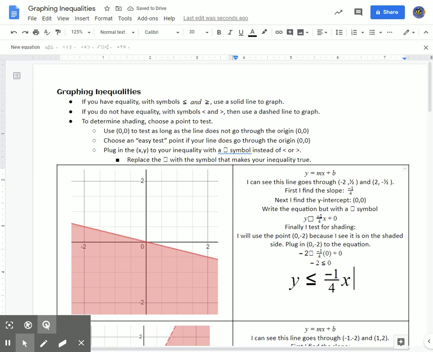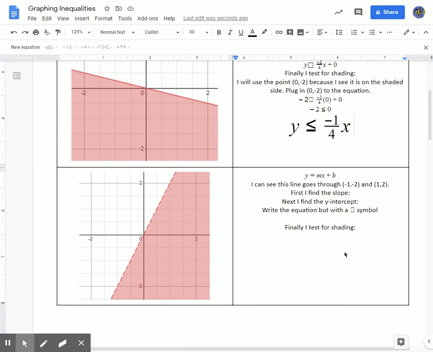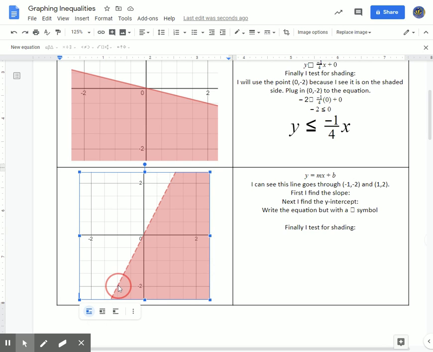So let's see if we can do another little example here. This line, I at first said it can go through -1, -2. Let's check that. Did I do that right? So here's -1, -2. Yes. And then the other point that I said is +1, +2. Yes. And you see this is a dashed line.